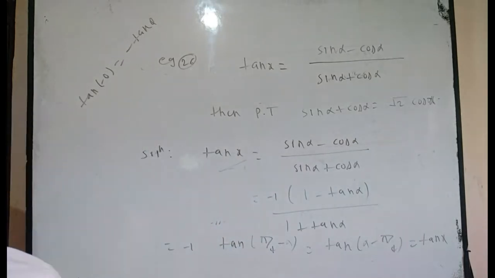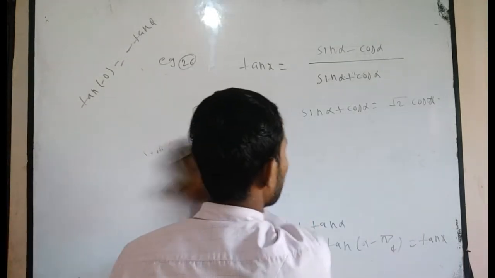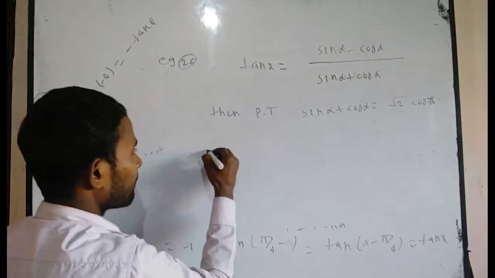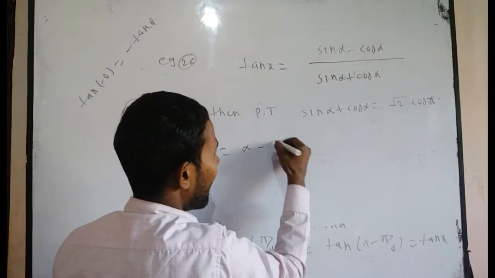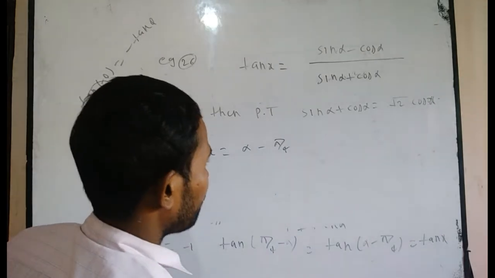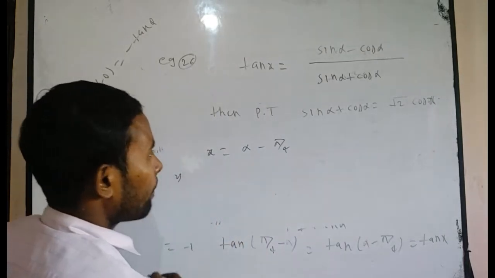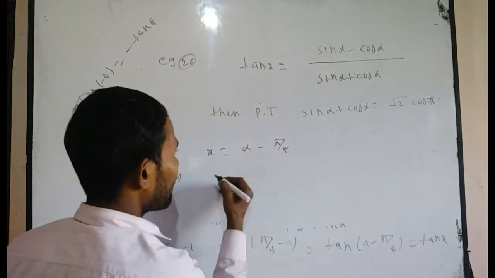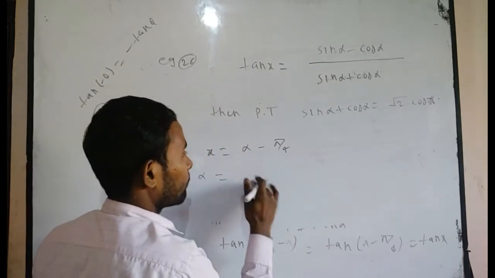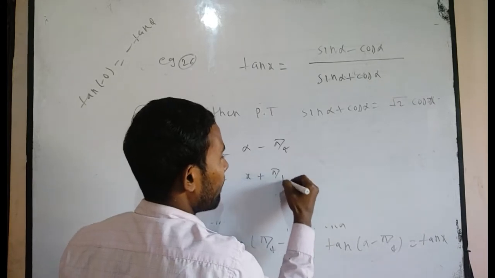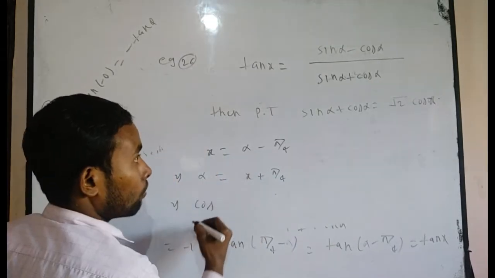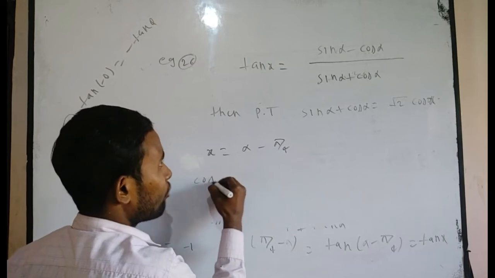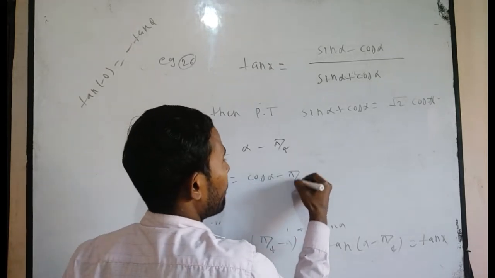Now you get x is equal to alpha minus pi by 4. Now you have to apply cos on both sides. If you apply cos on both sides, can you write it? Cos x is equal to cos of alpha minus pi by 4.